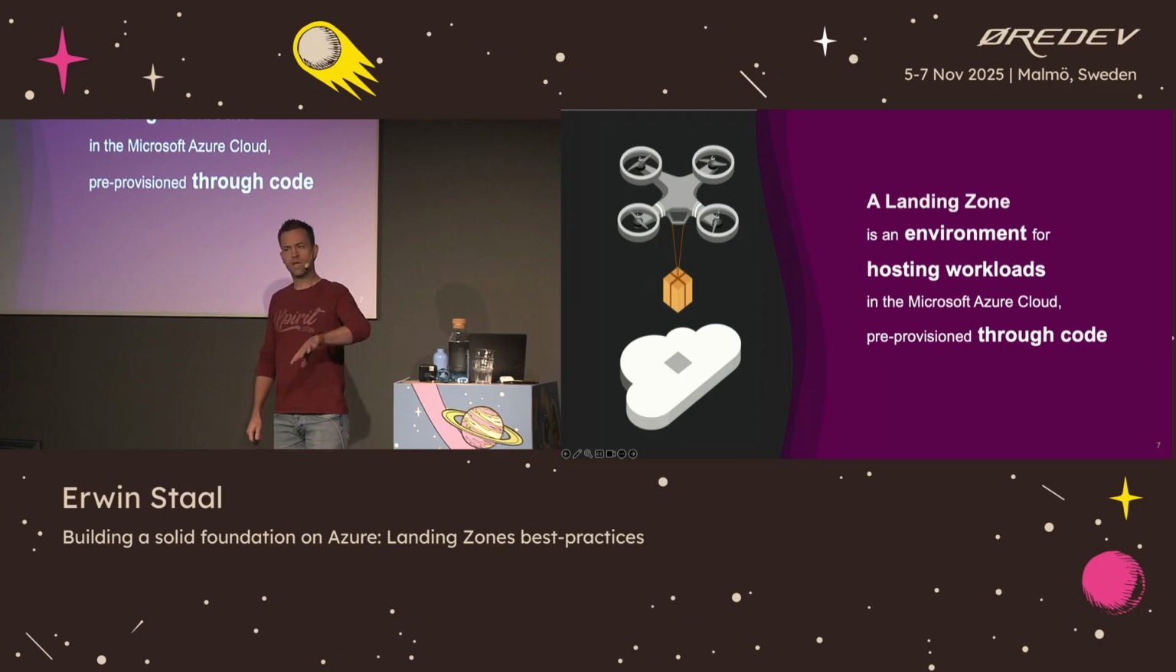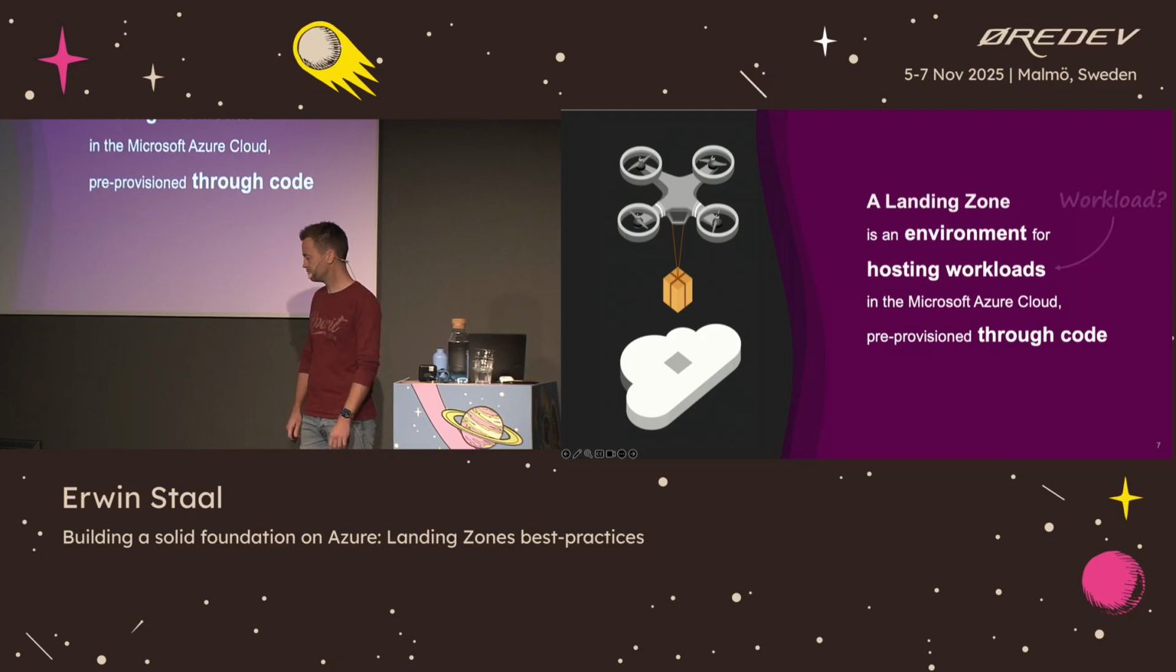All right, so then what is a landing zone? This is the definition that I always want to use. We say a landing zone is an environment for hosting workloads in the Microsoft Azure cloud, pre-provisioned through code. So it's a place to onboard workloads and make it easier for teams to start working in the Azure cloud. So what are workloads, you might be asking?